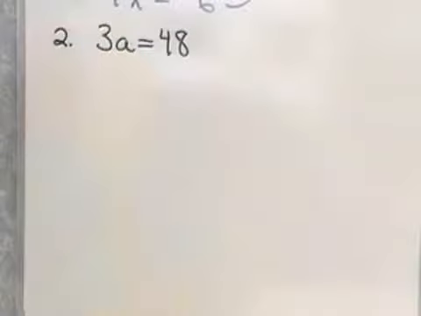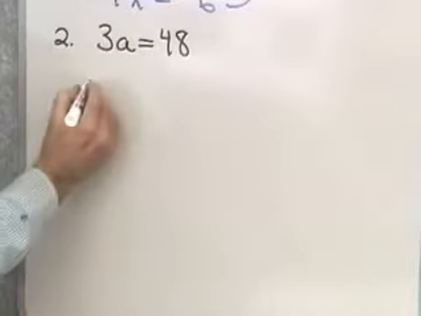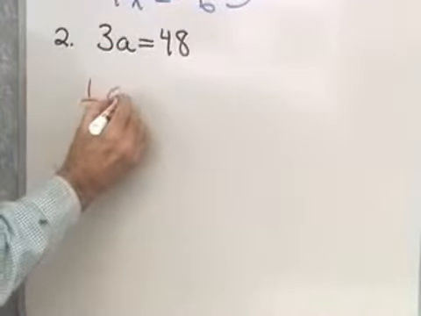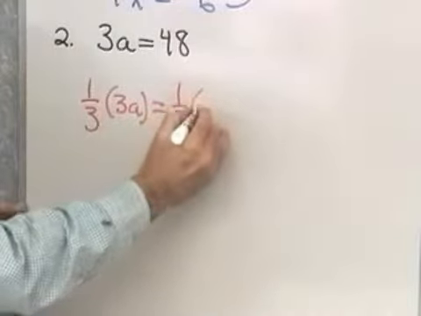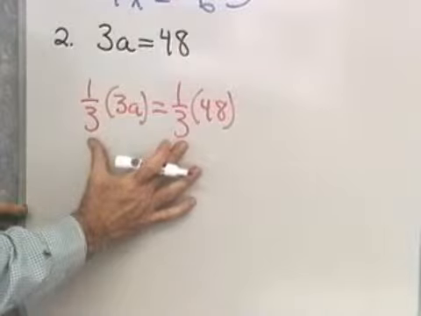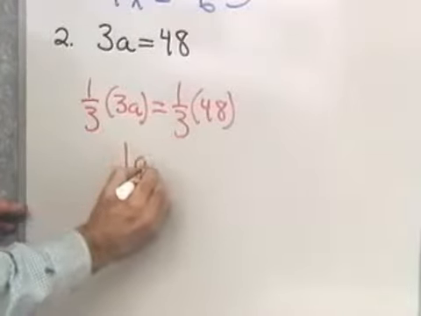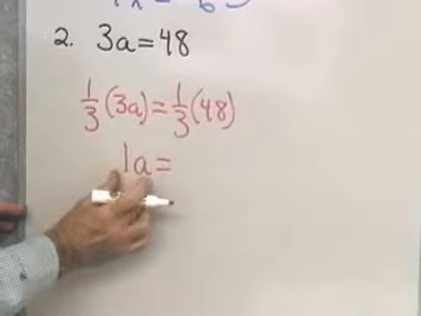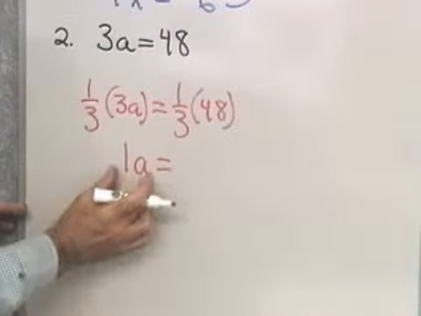Here's another example. I have 3a is equal to 48. I don't want 3a, I want 1a. So what I'm going to do is multiply both sides by the reciprocal of 3. So 1/3 times 3a on the left side, and then 1/3 times 48 on the right side. So I've multiplied both sides by 1/3. 1/3 times 3a is going to be 1a. I won't show that associative property. I'll just write down the result, instead of regrouping 1/3 and 3 together.